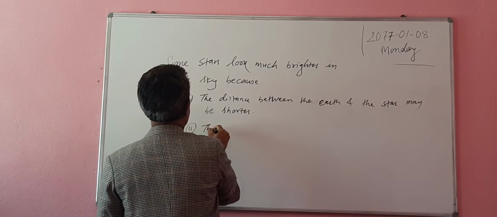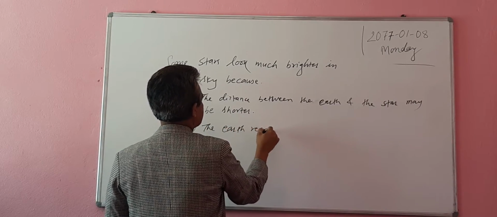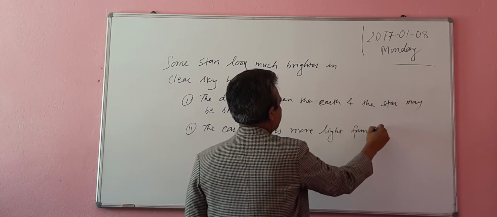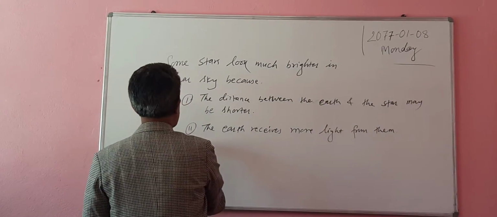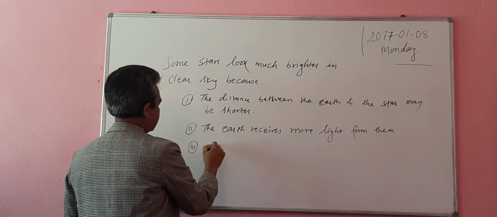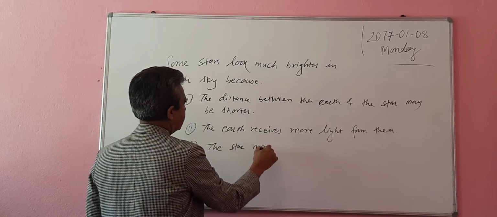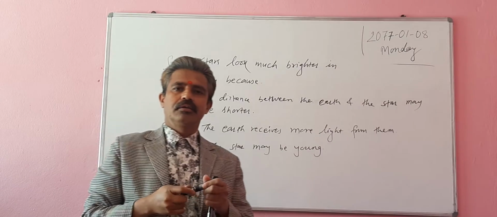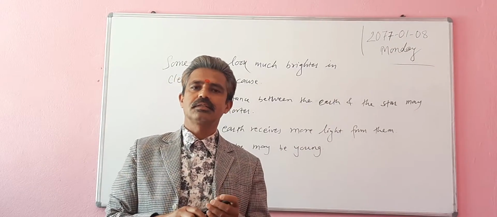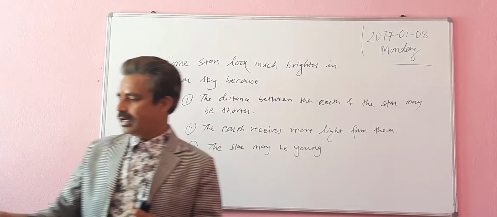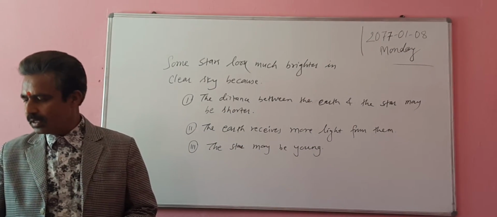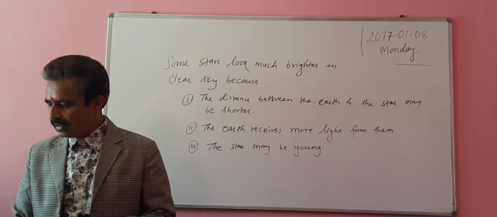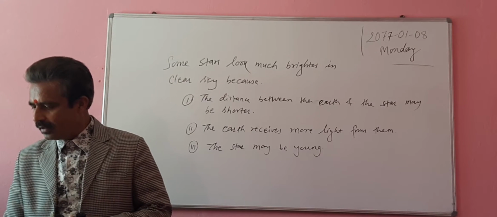Number second, the earth receives more light from them. Third one is, look much brighter means the star may be young. One thing you have to remember, young star emits more light. That's why it seems brighter. And if the age of the star becomes more, means if the star becomes older one, then it's difficult to get more clear or brighter light.